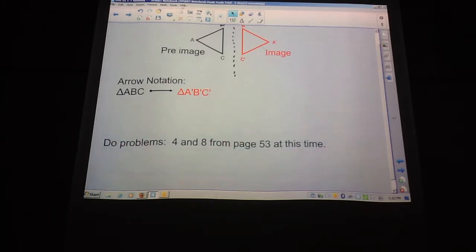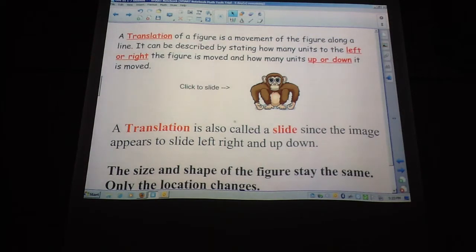Alright, let's move on. We've already talked about a translation being a slide. I've got a little bit more on it on this page. It says it can be described by stating how many units to the left or right the figure is moved, and then how many units up or down. So I could move it up or down. That's still just sliding it. I could move it left, up, and down. Wherever I just slide it to, that's a translation. So a slide is a translation.